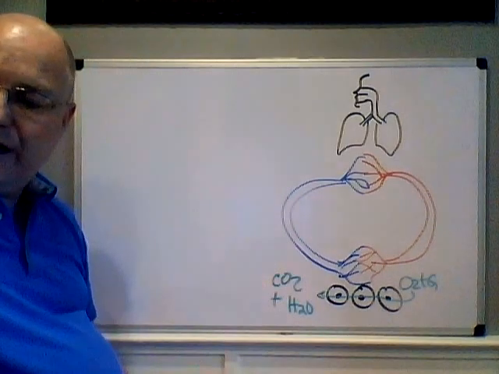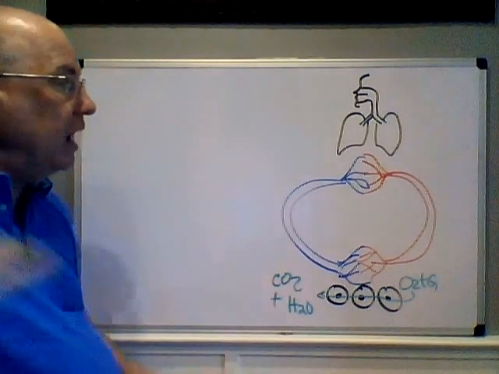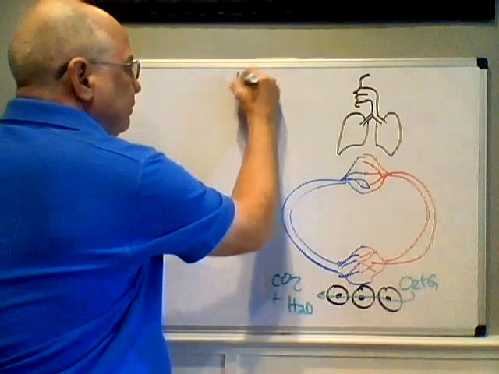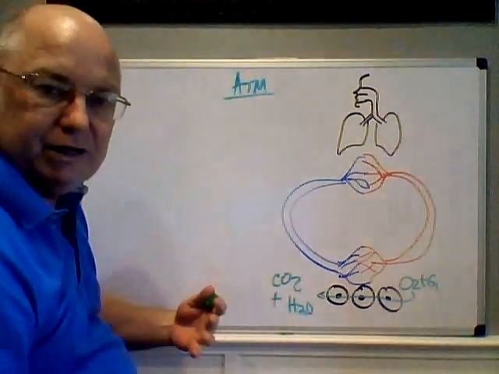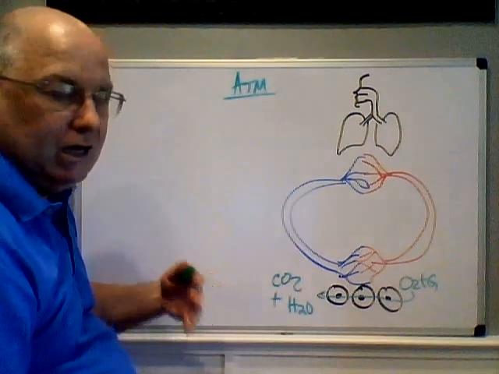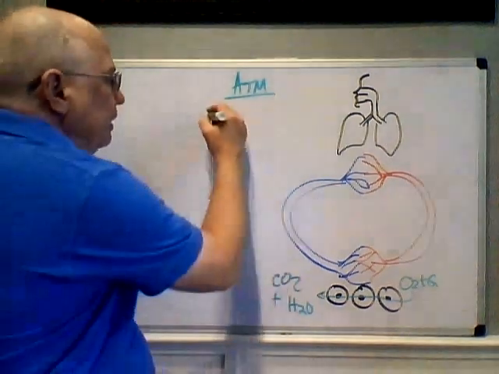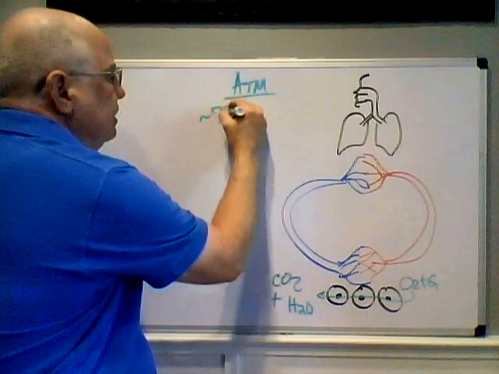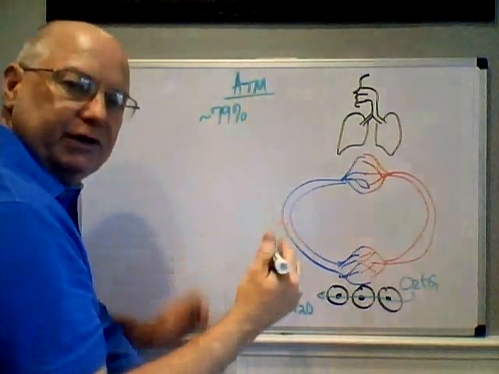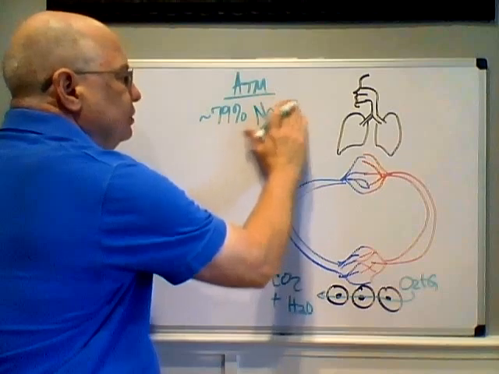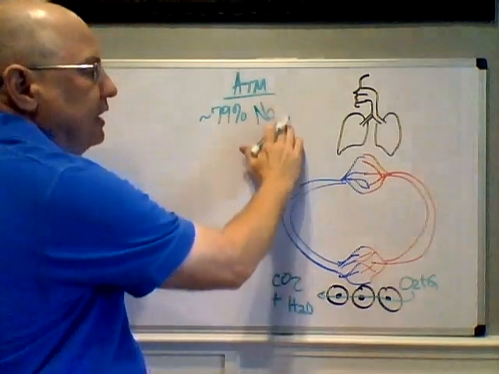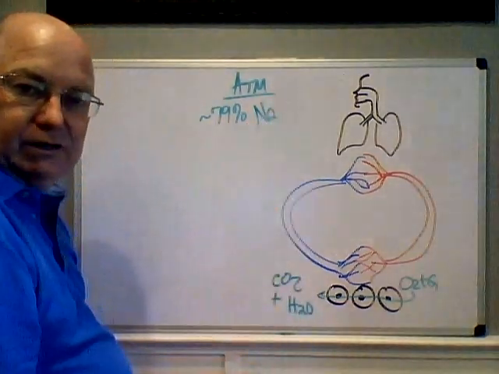Now, one of the things I want to add to this picture here is our atmosphere, and I'm just going to abbreviate it as ATM for the atmosphere. Our atmosphere is made up of certain types of gases. And surprising to a lot of people is it's somewhere around 79%, roughly speaking, nitrogen gas. Oops, not N2O, just N2. Nitrogen gas is one of the most abundant gases in the atmosphere.